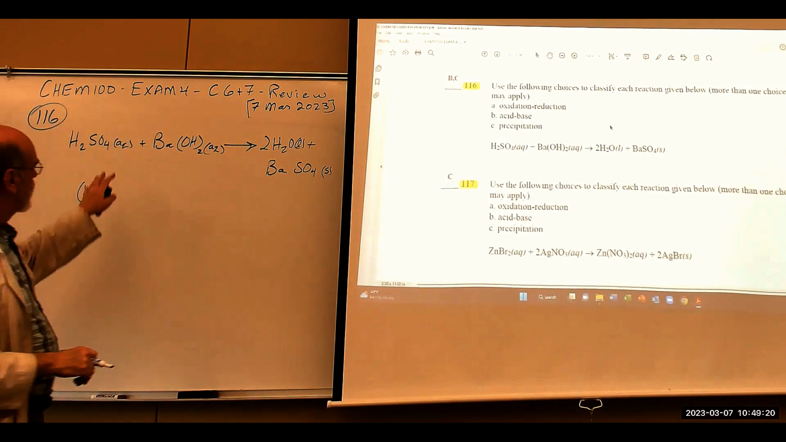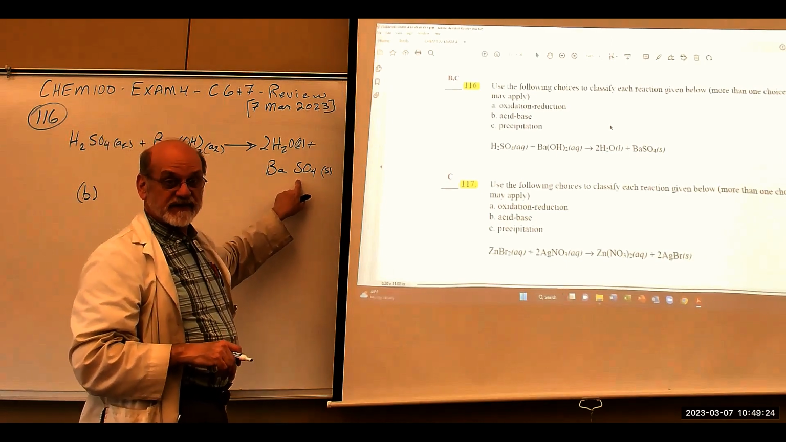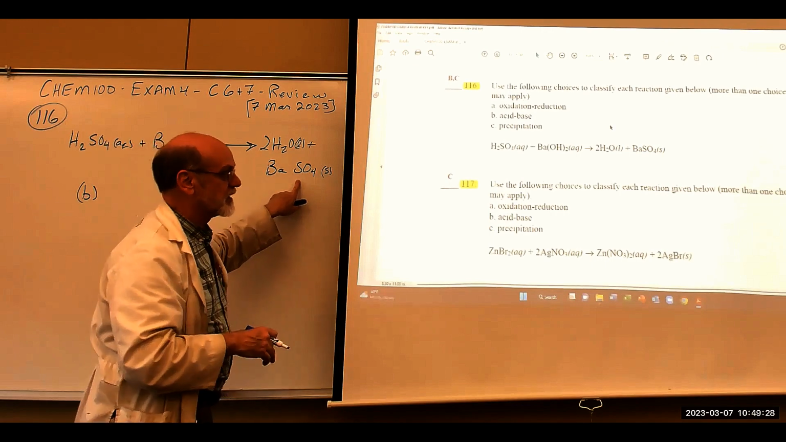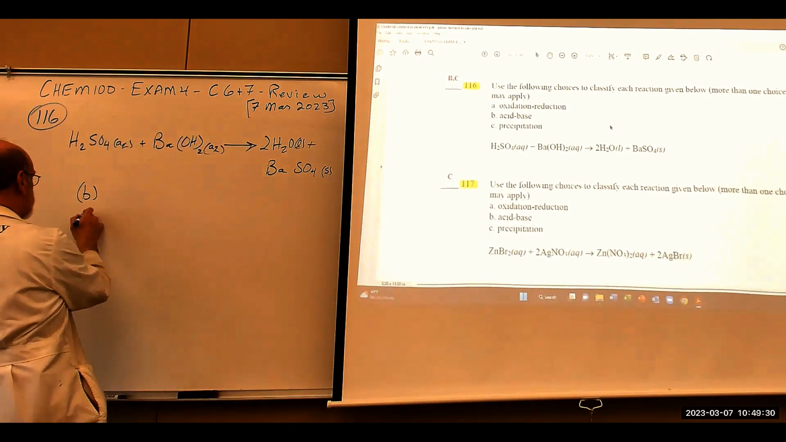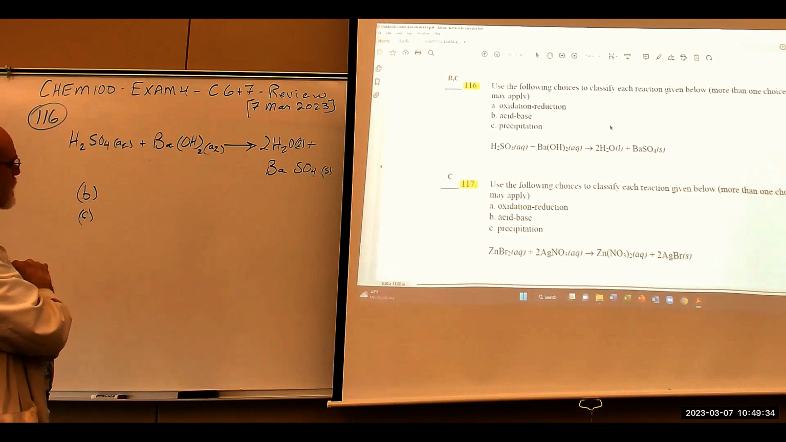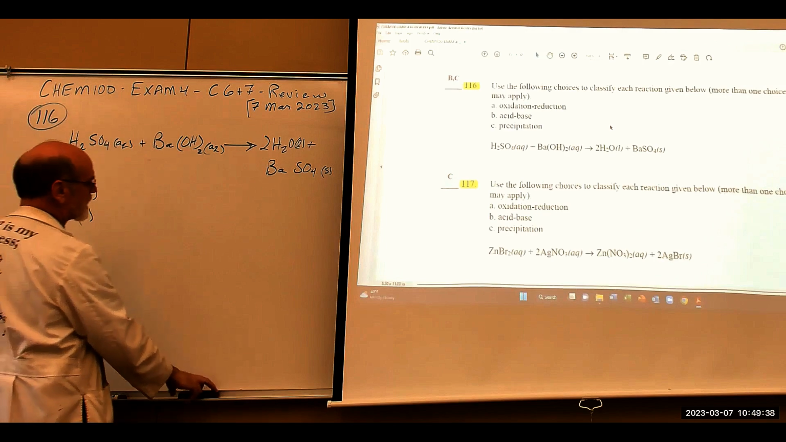What else do we have? We've got two solutions mixed together and make a solid. That's precipitation. Right? Even though it's also acid-base, this is a precipitation reaction. So C is also true. And oxidation reduction, no. There's been no change in oxidation state for any of these elements.